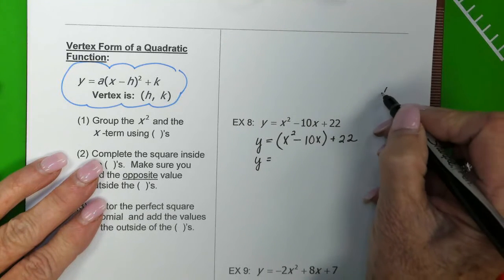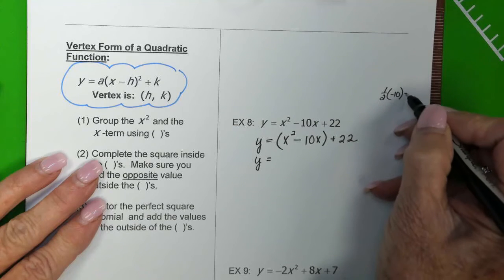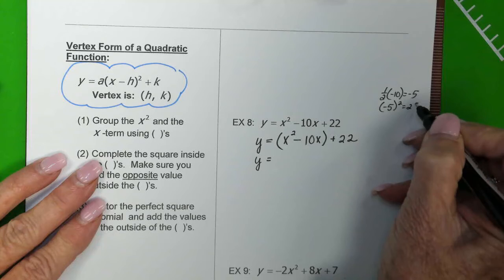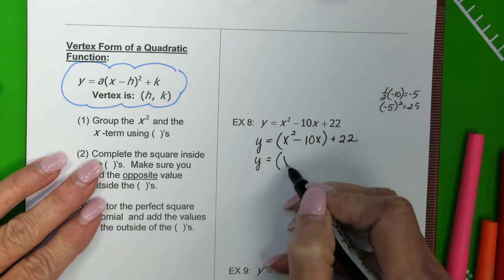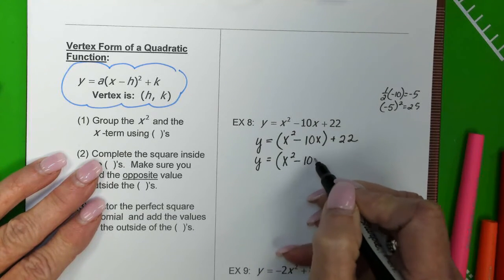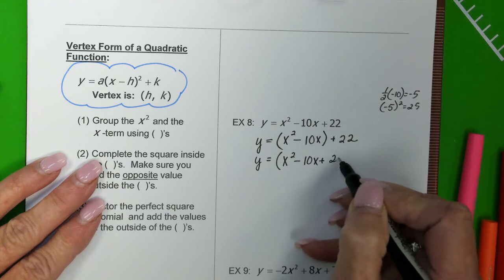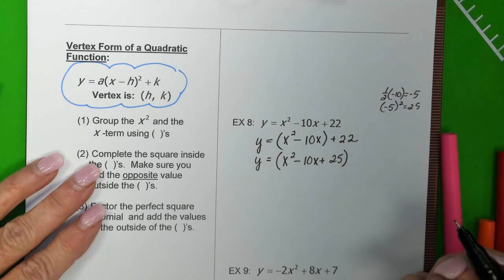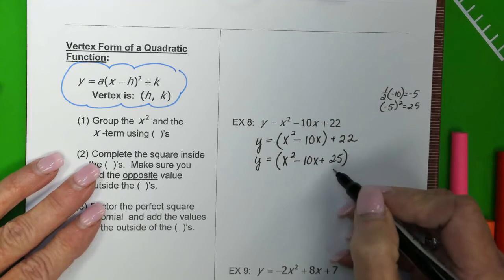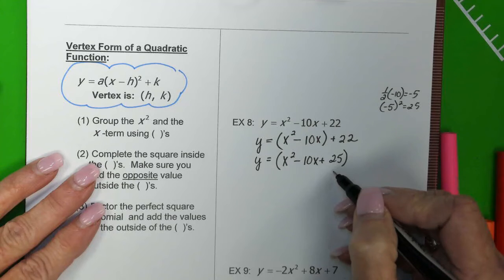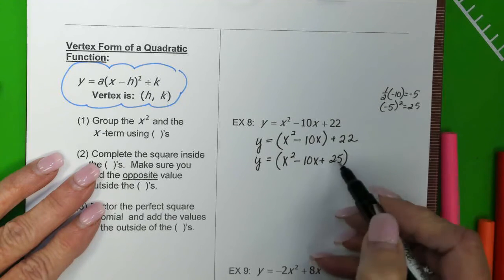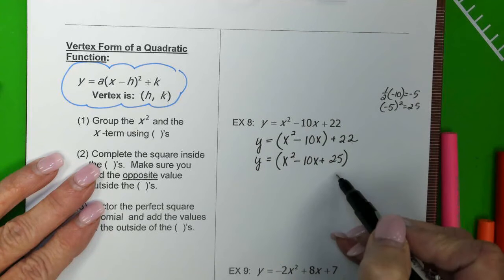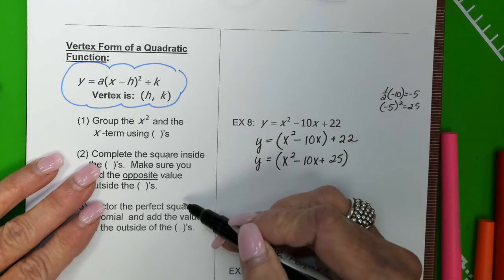So I'm still going to take half of negative 10, which gives me negative 5, and negative 5 squared gives me 25. So I'm going to add 25 inside the parentheses. Do you see? Okay, now when I add that 25 on the right-hand side, I have just knocked this equation out of balance. I have changed the right side, but I haven't changed the left side.